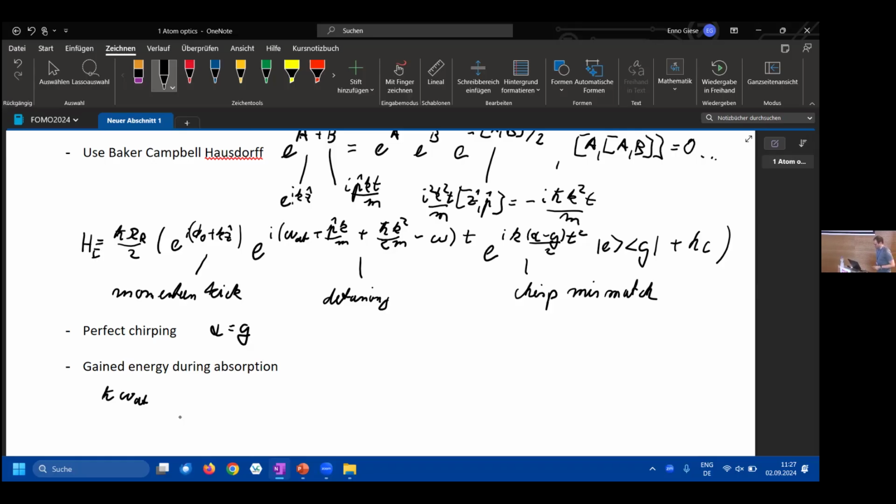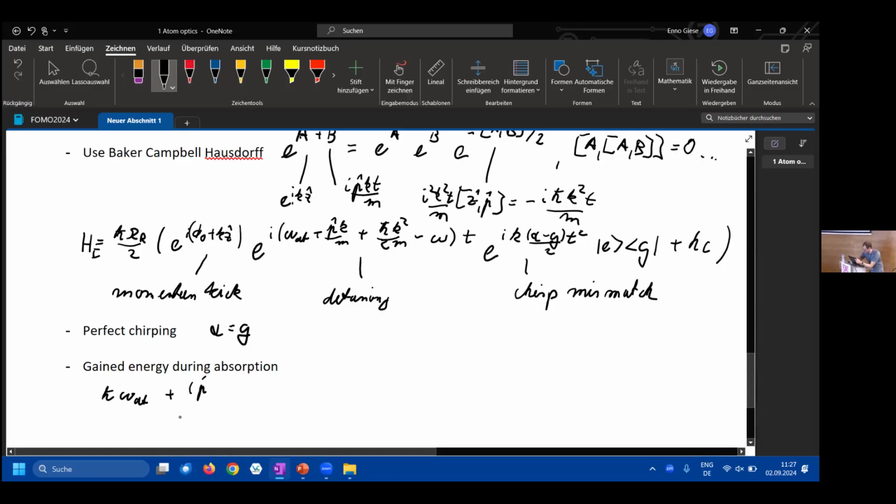Now, so you have the omega atom. Then you have the kinetic energy after absorption. And the kinetic energy after absorption is (p plus h bar k) squared, because you transferred momentum, divided by 2m. But that's, of course, not the gained energy during absorption. So I have to subtract the initial kinetic energy, p squared over 2m.